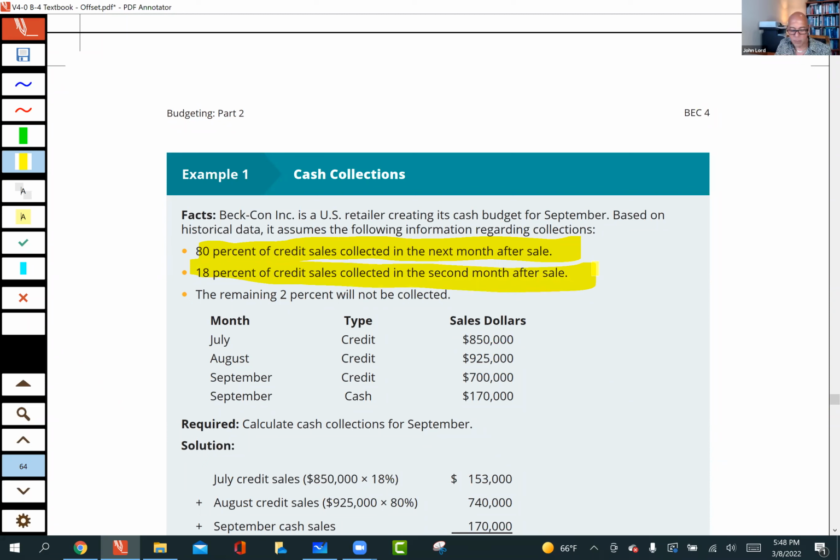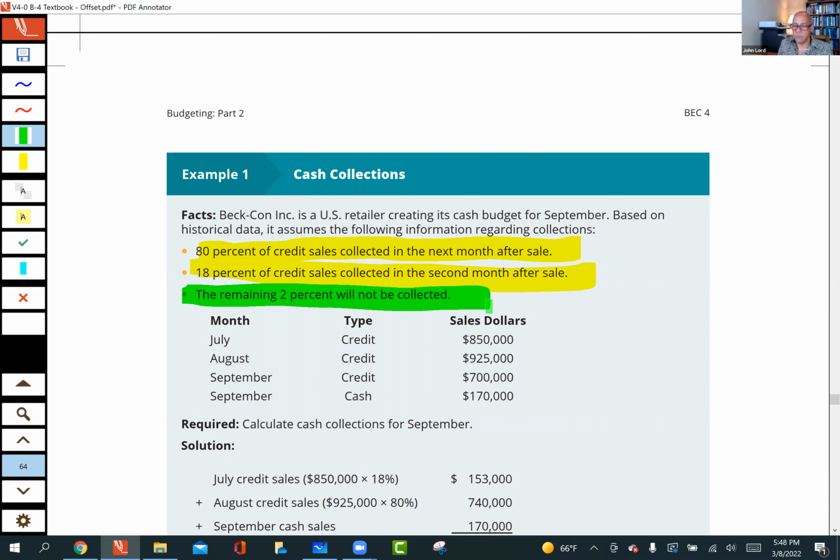and then 18% in the second month after the sale. So they're telling us 18% in that example would be collected in March. Okay, 2% will not be collected. Now, sometimes students get messed up on that because they think they need to subtract that 2% that's not going to be collected.